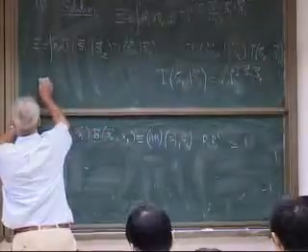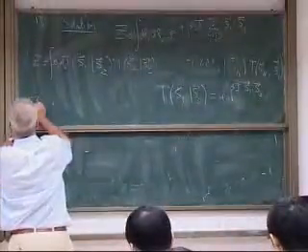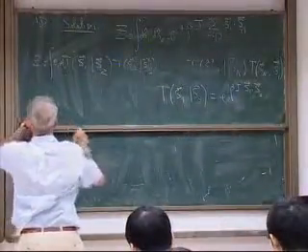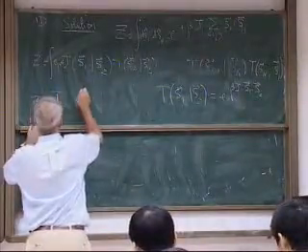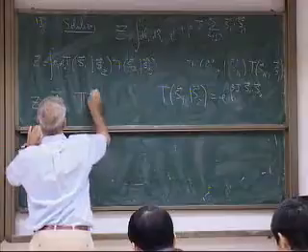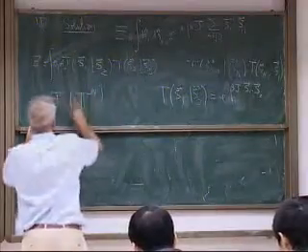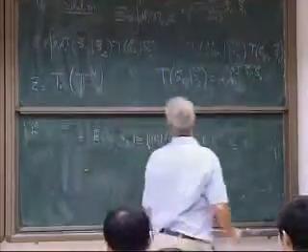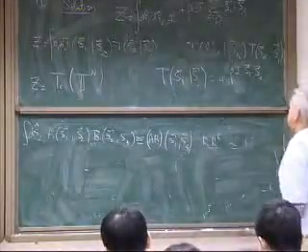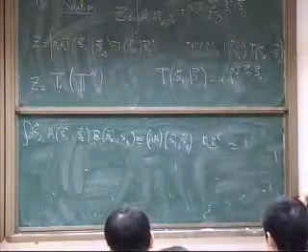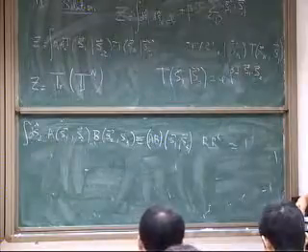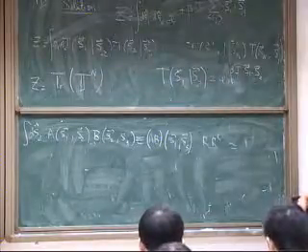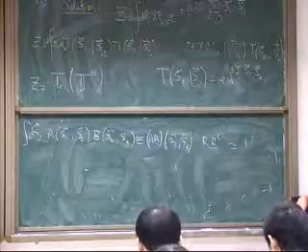So this Z is equal, again, to the trace of T to the n. Same story with this definition. So we have to find the eigenvalues and the eigenfunctions of this kernel T.